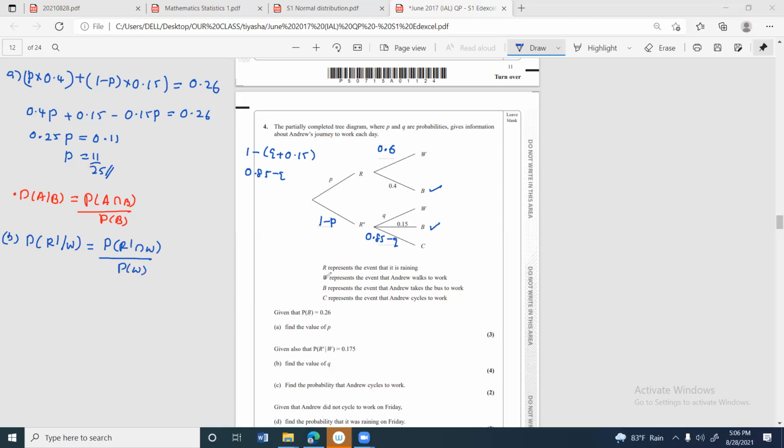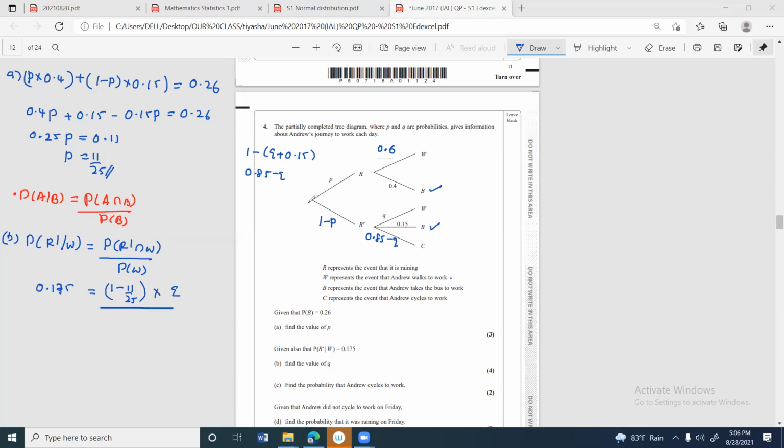What is W? W is walks to work. And the first one is R dash W. R dash is this one, it's R dash into W. So they have given this value 0.175. R dash W is 1 minus the P value you already know, 1 minus 11 over 25, into Q, divided by probability of W.